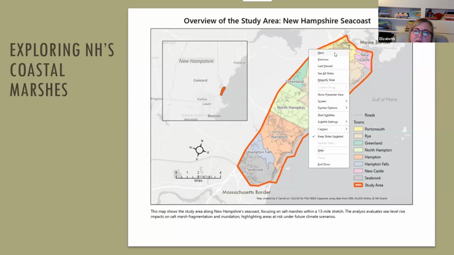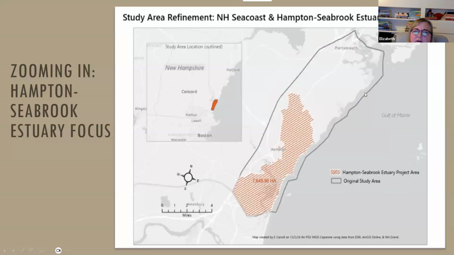So I ended up picking another area within my boundary, and this is the Hampton Seabrook Estuary area. I just wanted to take a look at it and see if I got faster results. Originally I just looked at 1996 and 2021 for this area. In the next couple of slides, I'll show you, but I encountered some other problems with this area. So I ended up switching back to my original one and just really taking my time and letting my computer work.